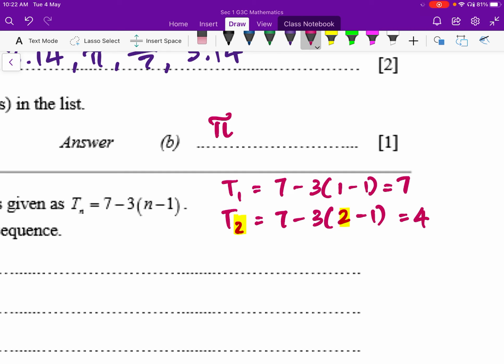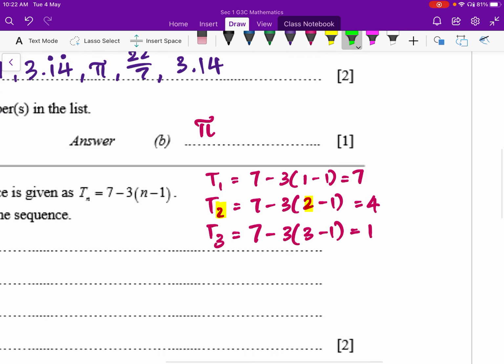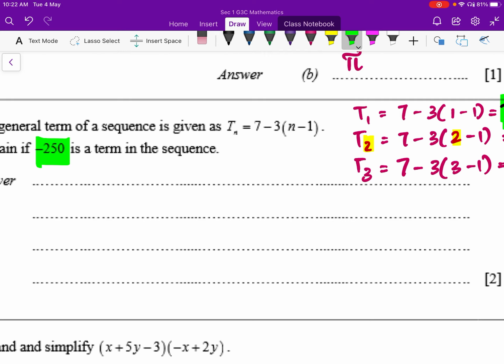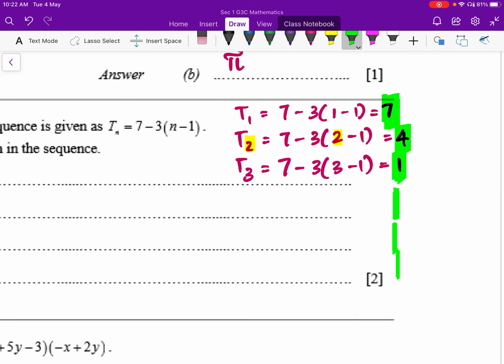What about if we continue, term number 3, 7 minus 3 times of 3 minus 1. So 7 minus 6, we get 1. So on and so forth. What is the sequence? The sequence is here, 7, followed by 4, followed by 1, and so on and so forth. The value is the sequence. Okay, arranging the values gives us the sequence. They are asking us whether negative 250 is a term in the sequence. They're not asking you whether term number 250 exists. No, they're not asking for that.